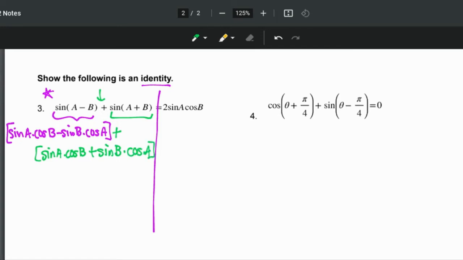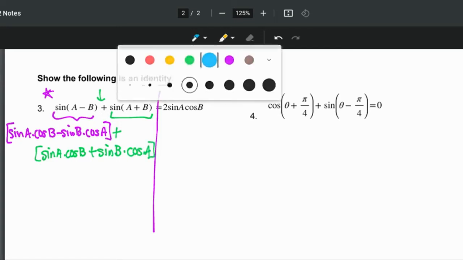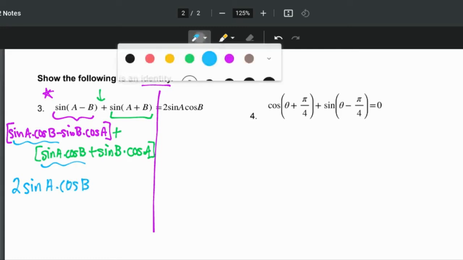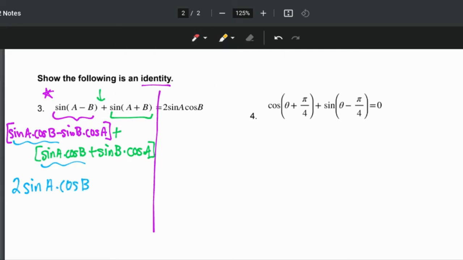All right, so now I'm adding, and I'm going to look for like terms. And so my like terms, I have sine A cosine of B. They're both positive, so I have two of those. And then my other like terms, I have sine B cosine of A. One of them is negative, one of them is positive, so they actually cancel out. And then now I do have the same thing on both sides. So therefore, I know that this identity is actually true.